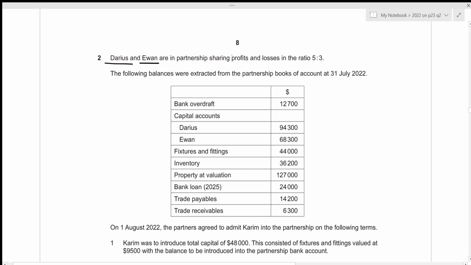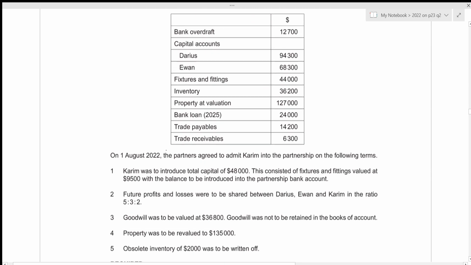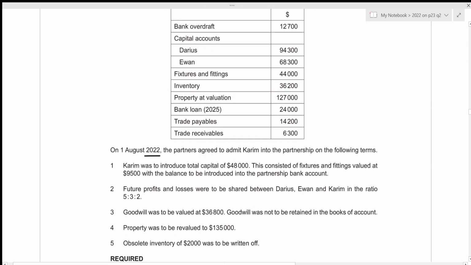Darius and Ivan are in partnership, sharing profits and losses in the ratio 5:3. The following balances were extracted from the partnership's books of accounts at 31st July 2022. Then on 1st August 2022, the partners agreed to admit Karim into the partnership on the following terms. Karim was to introduce a total capital of 48,000, and this consisted of fixtures and fittings valued at 9,500, with the balance to be introduced into the partnership bank account.